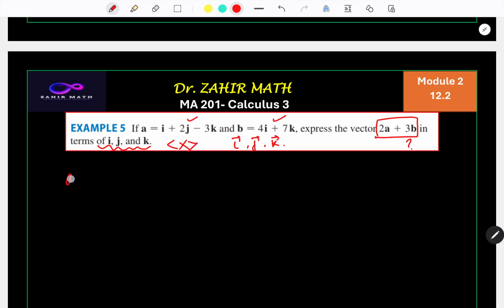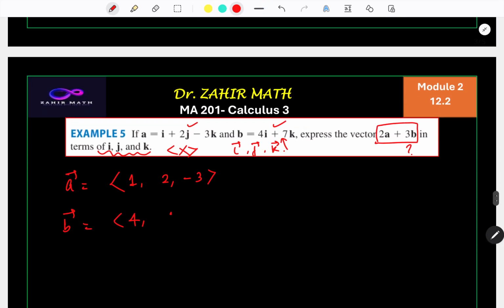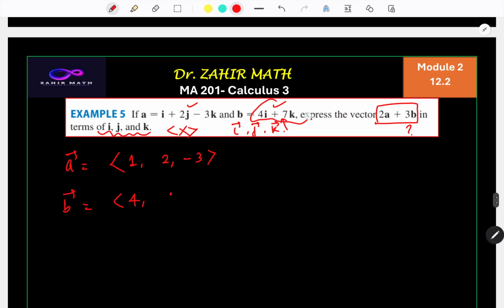Okay, right. So your a vector is equal to, let me write in the easiest manner, because you people like this type of representation, 1 comma 2 comma minus 3. And your b vector is equal to 4i plus 0j plus 7k, be careful, the i was missing. Keep in your mind, so it is 4 comma 0 comma 7.